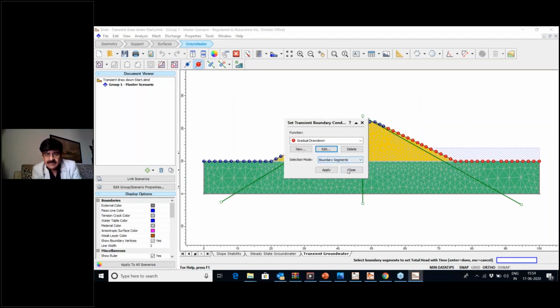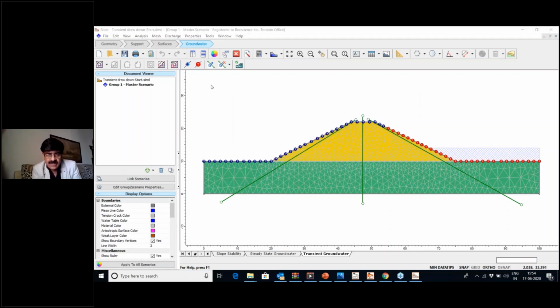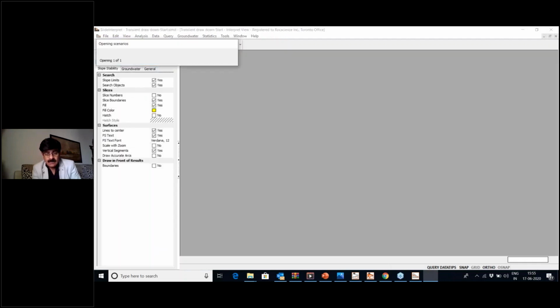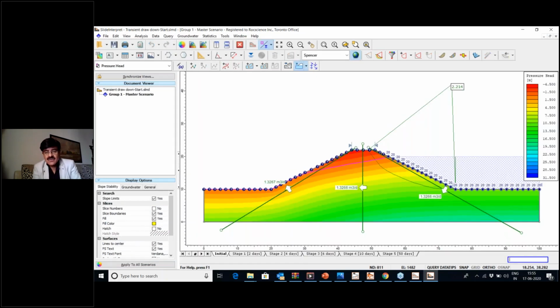Okay, so we can see the results here. You see the factor of safety of 2.24 in the initial condition. Then we go to the 2 days, 4 days, etc., as the drawdown is happening. In the initial stages, without any drawdown, the discharge of water through the embankment is pretty constant. It's 1.32, 1.32, 1.32 through these discharge sections. And the factor of safety is pretty good, 2.214.